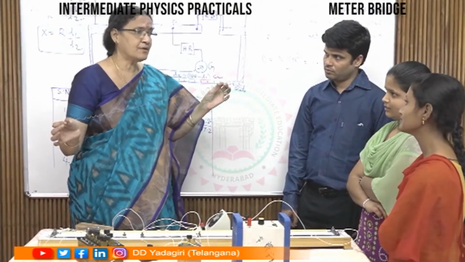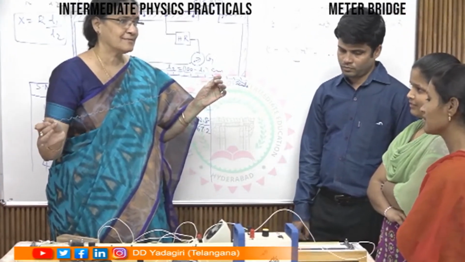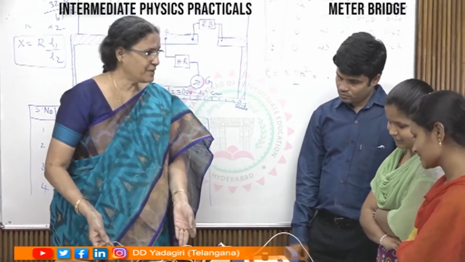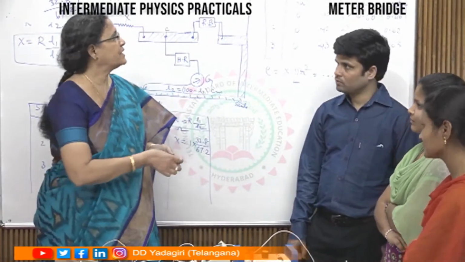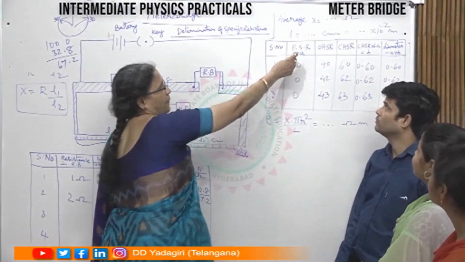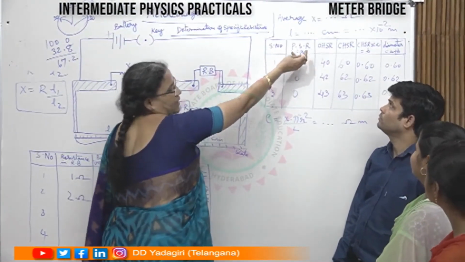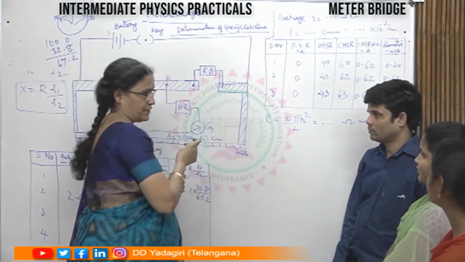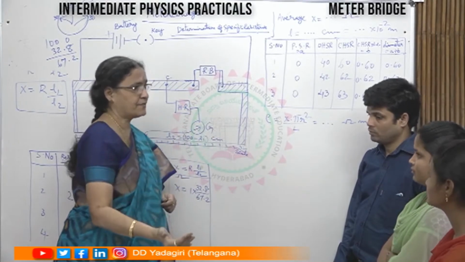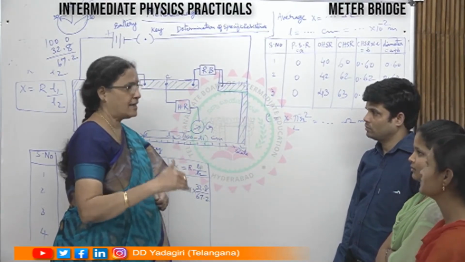It will be in what units? Centimeters. What do you have here? Centimeters. You have to convert it into meters. How do you convert centimeters into meters? By 100. So I have written 10 power minus 2. So keep it. So you got average X, which is the resistance of the given wire, and L is the length of this one.